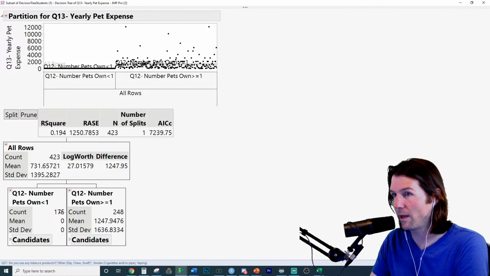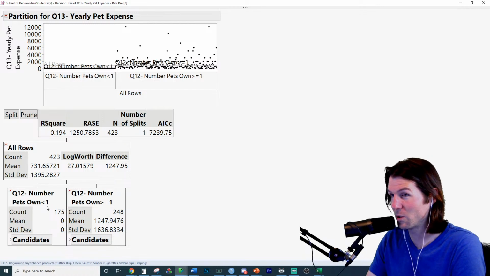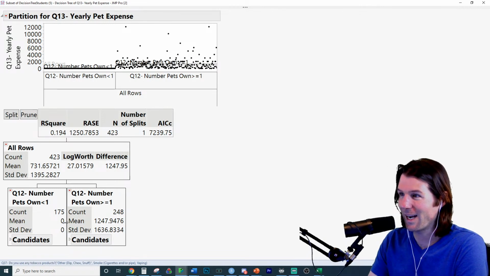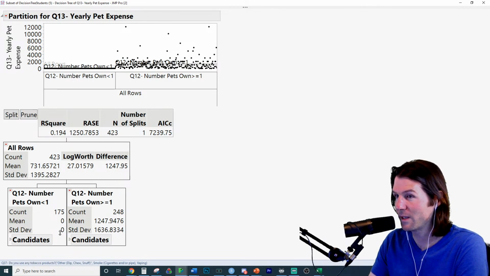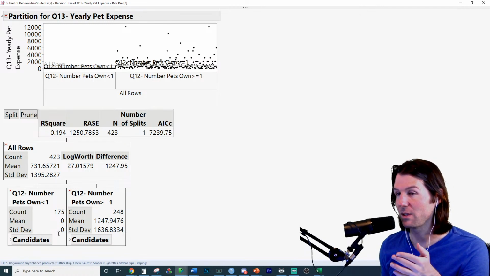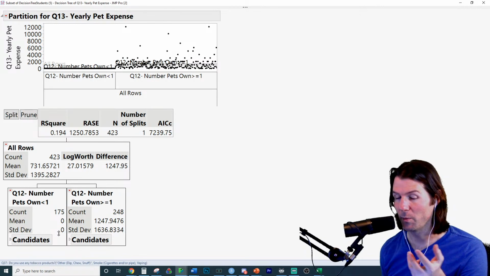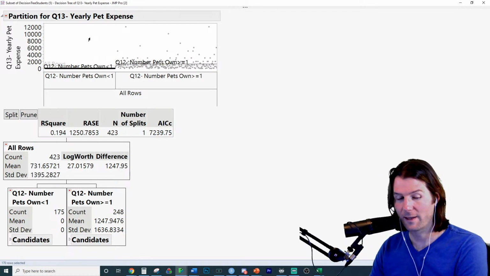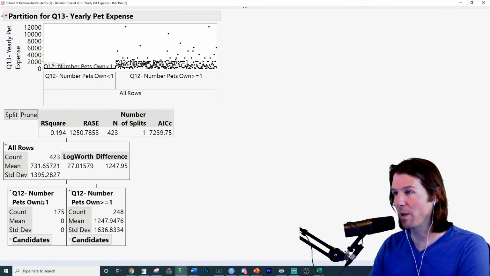Every single person on the left, all 175 people here, and it's good news that this is true for them, but all 175 people over here on average spend zero. And since the average is zero, there's no variation. And since there's no variation, we can't subdivide the group anymore. This actually explains all the variation in that group. And you can see it up here visually with all these people spending $0, and they own less than one pet.